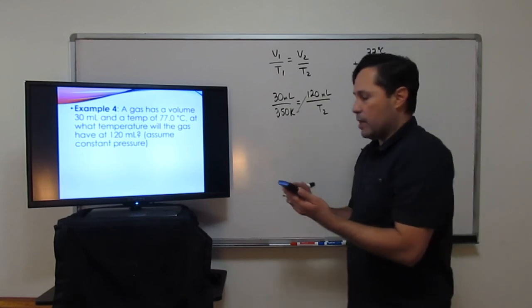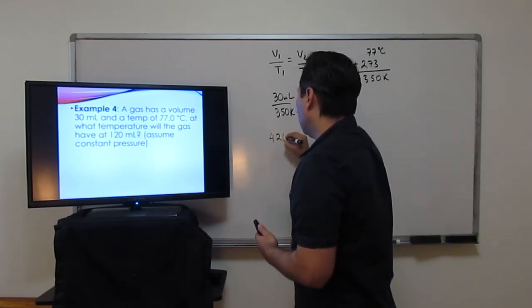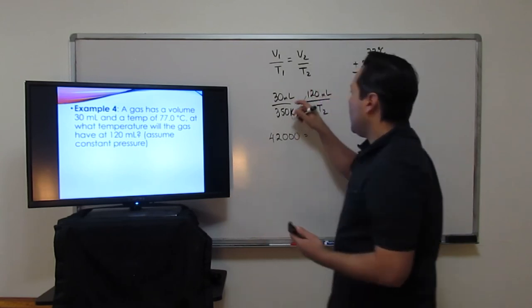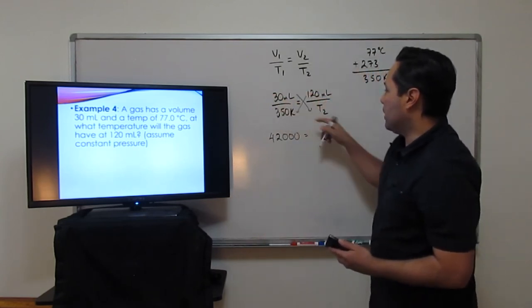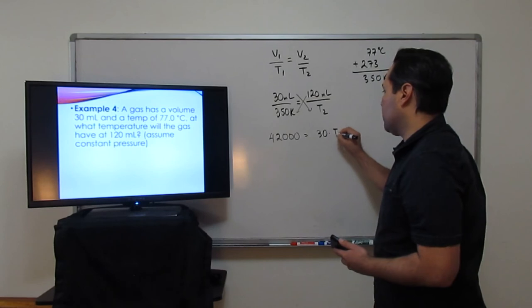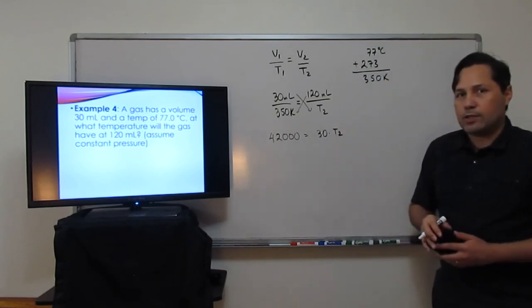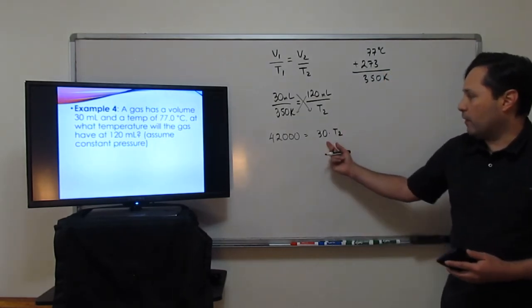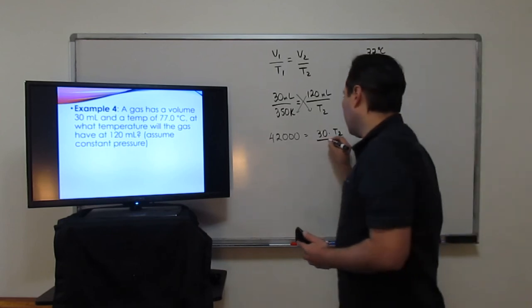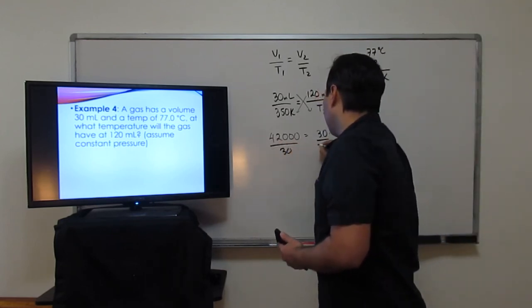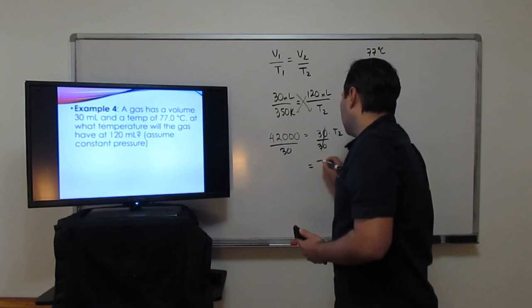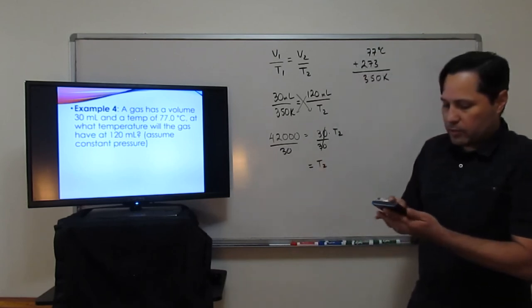That's going to go ahead and give us an answer of 42,000. And it's going to be 30 times T2. It's just 30 times T2. I want to isolate the T2. That's my temperature. So I'm going to divide both sides by 30. So it's going to be 42,000 divided by 30.